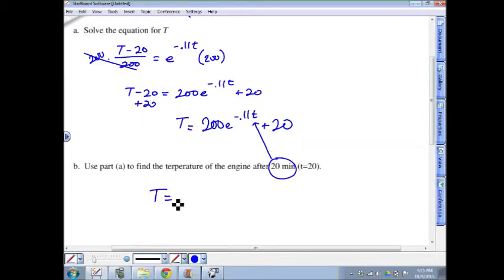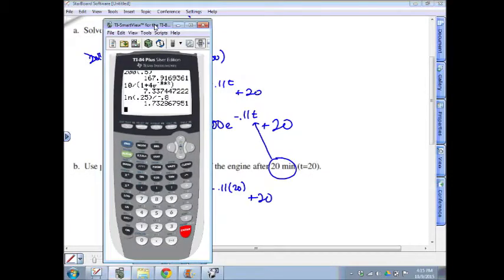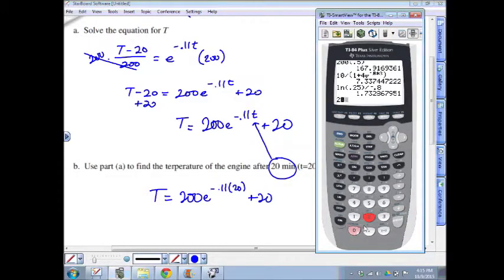So for the temperature, you just plug 20 in there for t. So the work here is just done on the calculator. 200 base e, the exponent is negative 0.11 times 20, plus 20. So it takes, according to this, about 42 minutes.